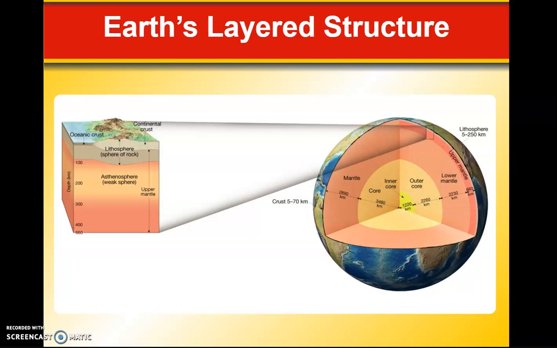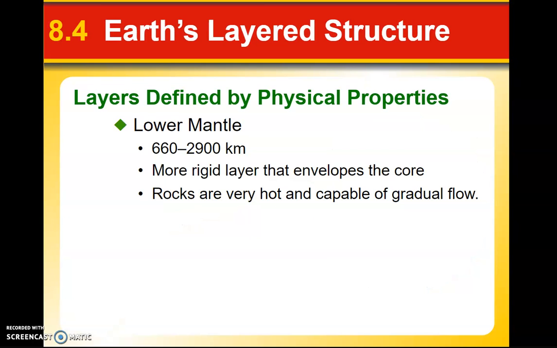So here you can see the asthenosphere and the lithosphere. The lithosphere is that rocky crust layer, and the asthenosphere is that upper mantle. The lower mantle, from 660 to 2,900 kilometers, is a more rigid layer that envelops the core. The rocks here are very hot, and they're capable of a gradual flow.